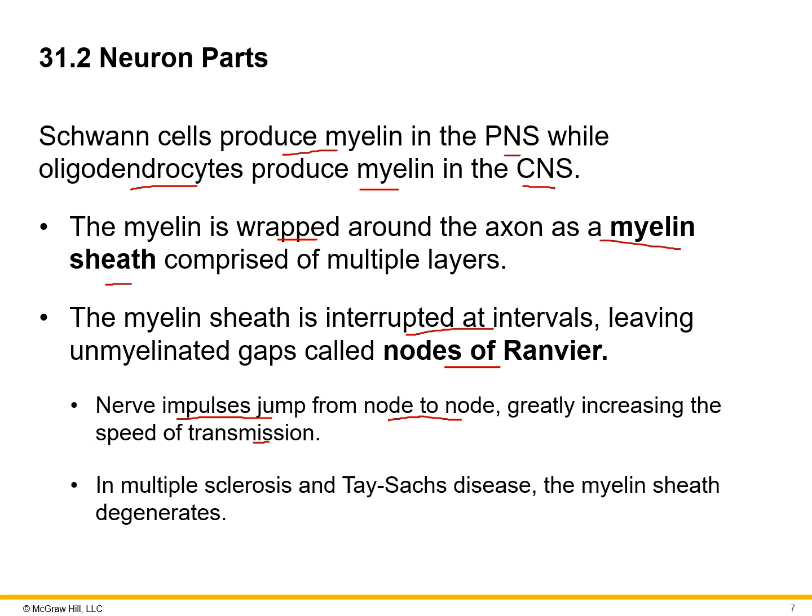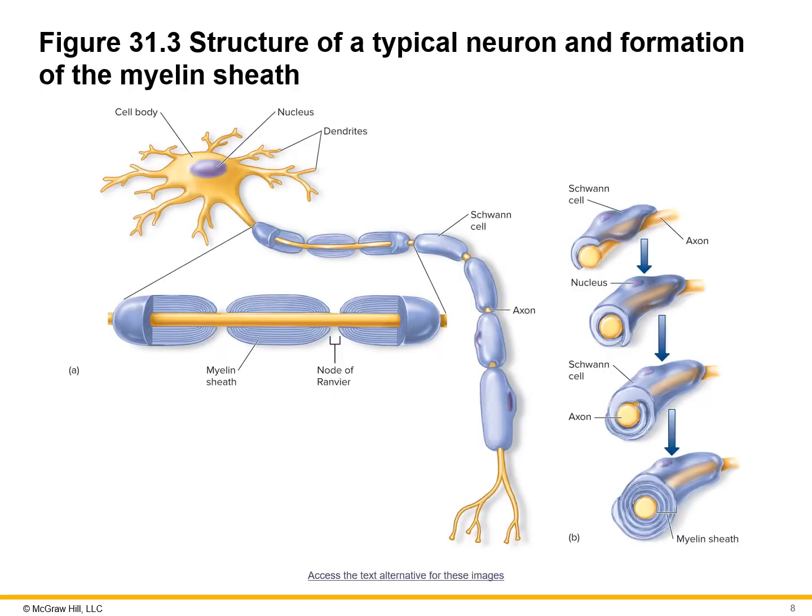And then just a couple of diseases related to this: multiple sclerosis and also Tay-Sachs disease. Actually, what happens in both of these is that the myelin sheath degenerates. And just like an electrical circuit, if that insulation wears off the wires, it doesn't make the right connection. Same thing in these conditions. Nerve impulses are sporadic or incomplete because they can't make it all the way down the axon.